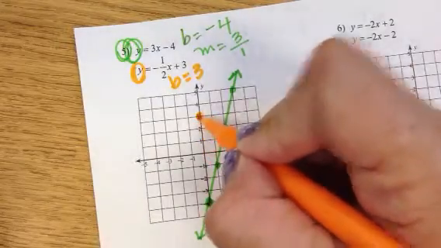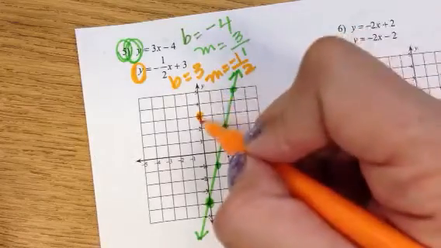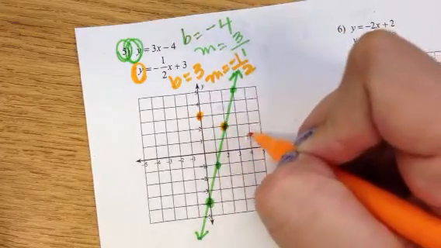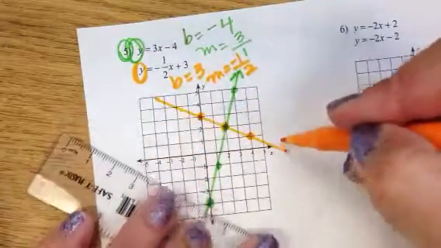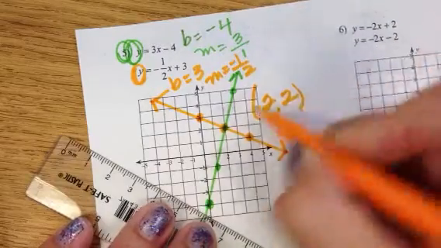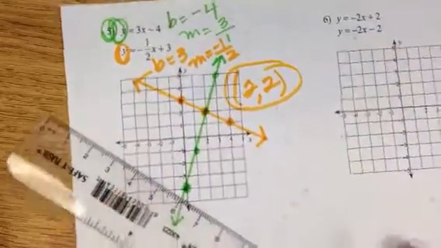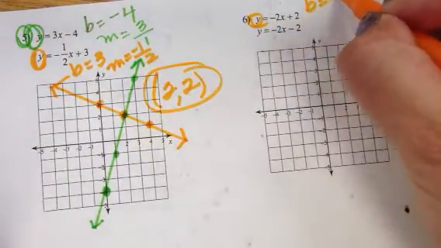B is 3, start here. My slope is -1/2. Notice I put the negative in the numerator, down 1 to the right 2. We're going to master this skill one way or another of graphing in y equals mx plus b. And then I'm going to finish this by writing down what that solution is, and it's the point 2, 2. Number 6, starting with the first equation, the b value is 2.